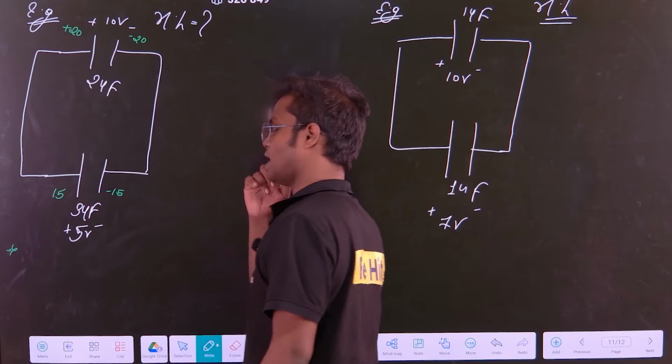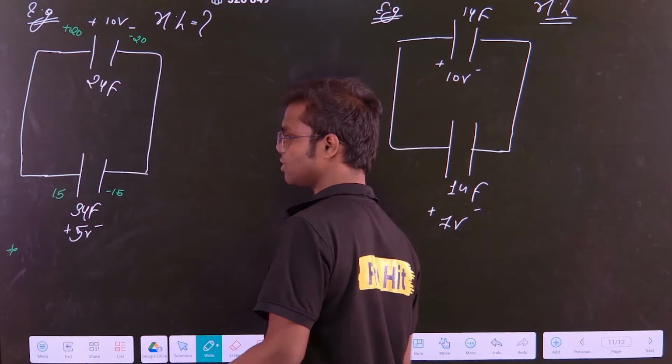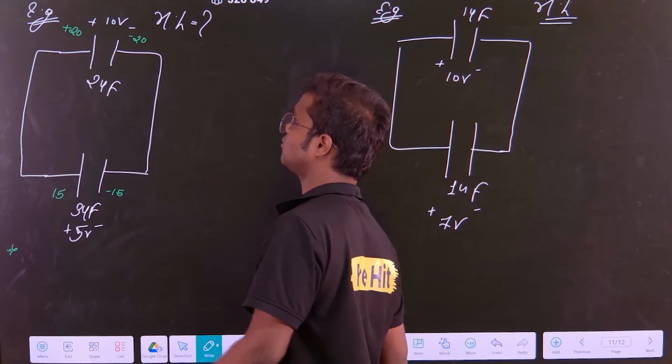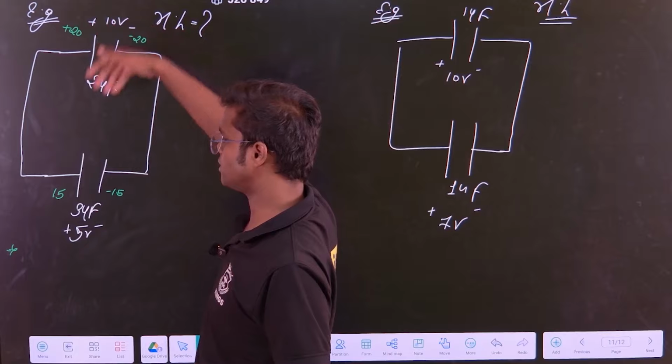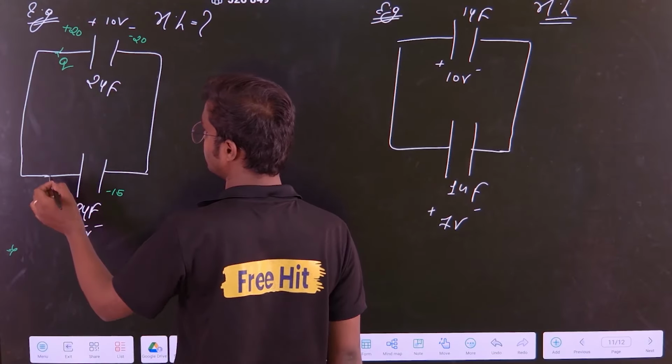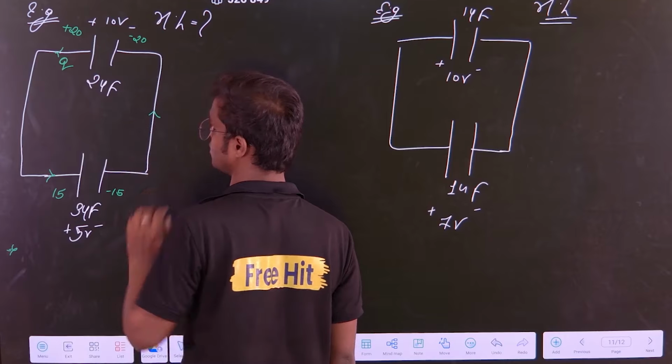What is going to happen as you connect this? The charge will start to flow, okay, from somewhere. I know that this is a higher potential, so obviously this will try to charge this. Obviously some charge will flow from here, correct? And it will enter like this. This is the whole scenario going to be.